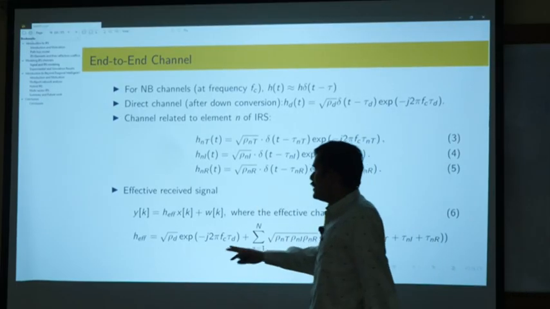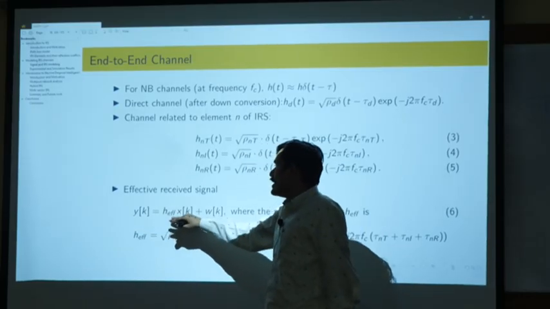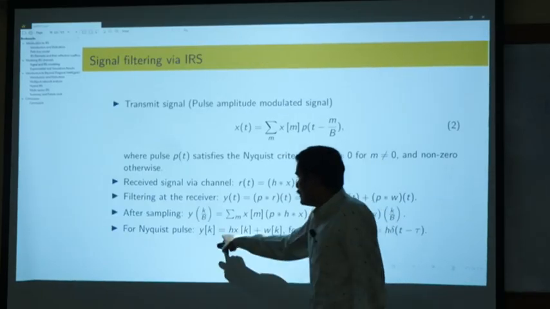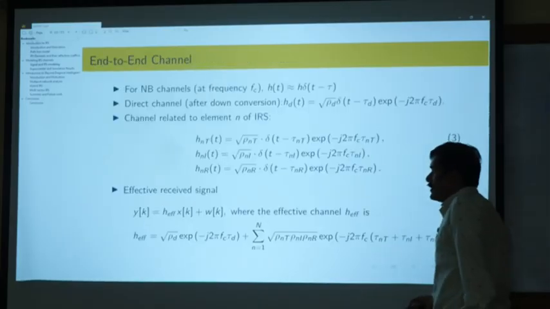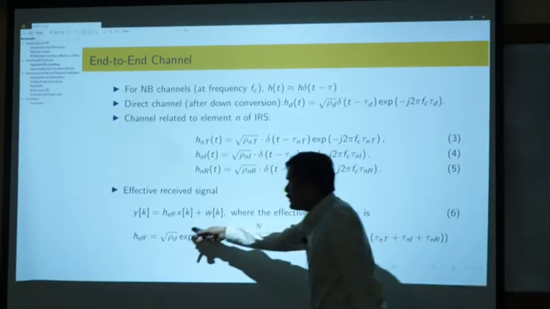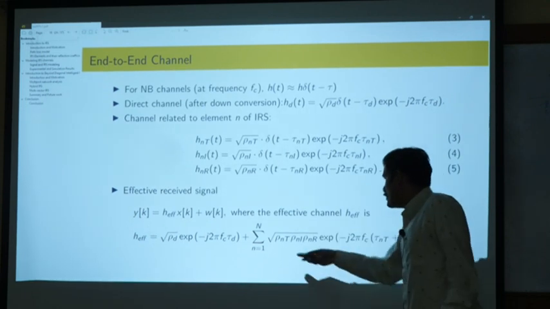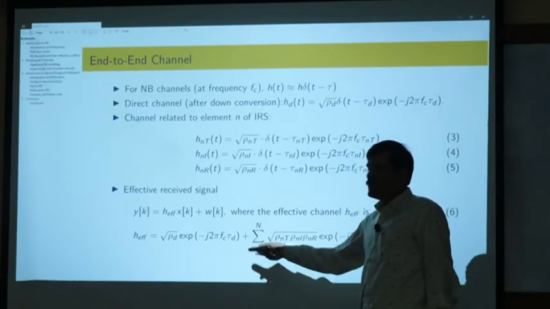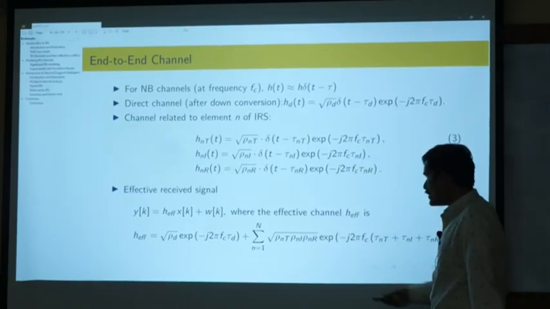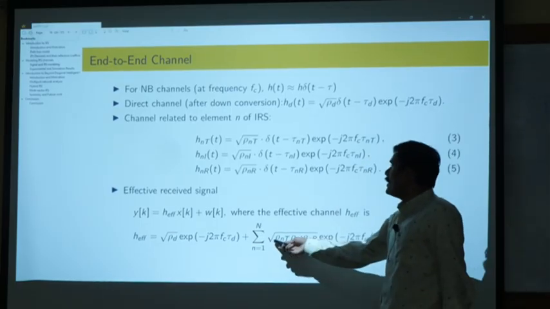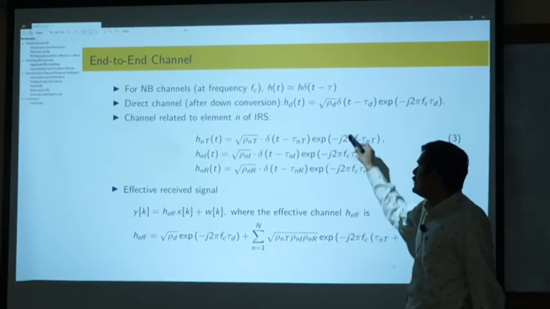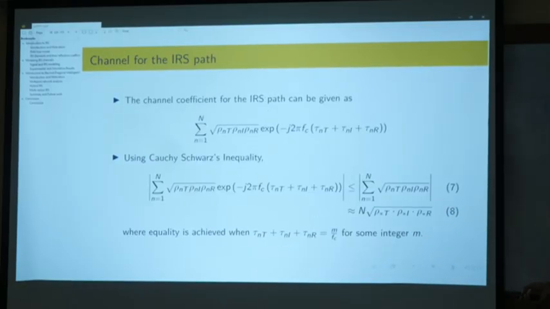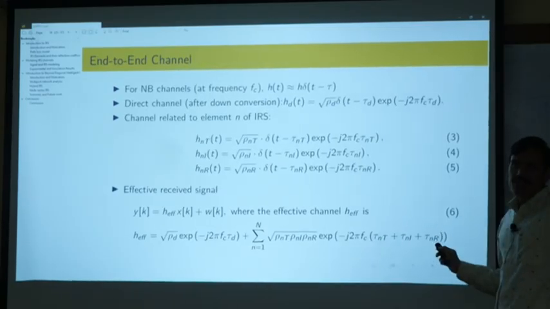So the effective signal will be like this: y_k equals h effective times x_k plus w_k. We obtained this equation in the last slide. This h should be h effective when we are including the IRS. This is the direct path, and this is the path via the IRS. We have N elements, so we will have this summation over n here, and these three factors will be multiplied, and since they are in the exponential, they will be added. Any question in this slide? Okay.